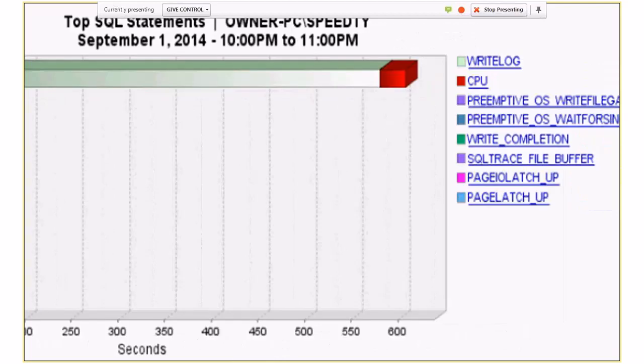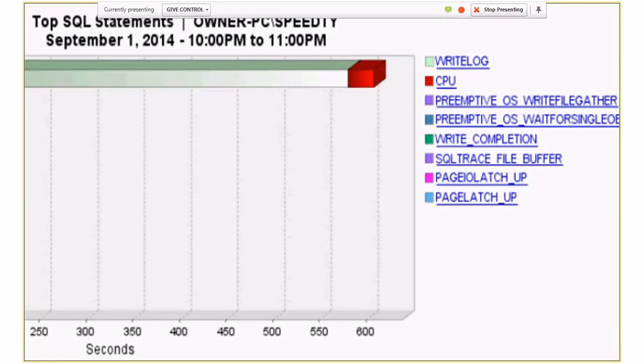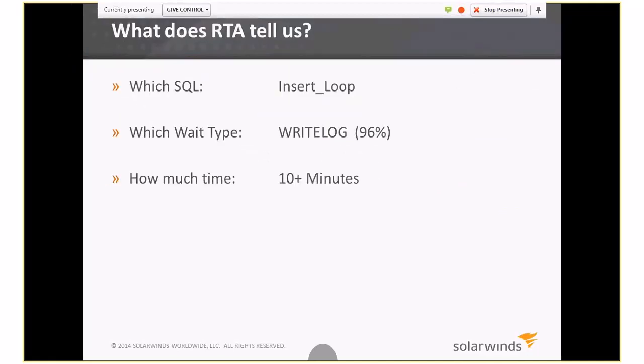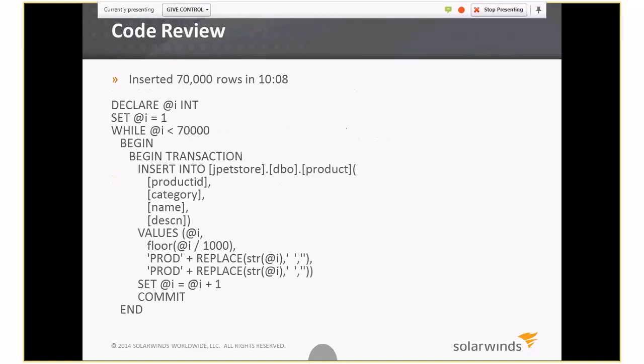So the response time analysis tells us that the SQL we should focus on should be the insert loop one, right? It was spending the longest. It's a no-brainer that was the one we wanted. It was taking 10 minutes each execution. I think we'll see that it had a loop in it, and it was spending 96% of the time on write log. Okay, so if we go look at the code, we can see what this developer had done.